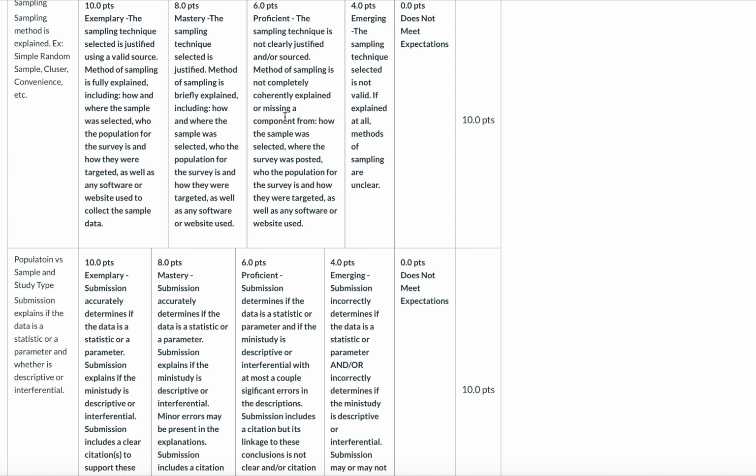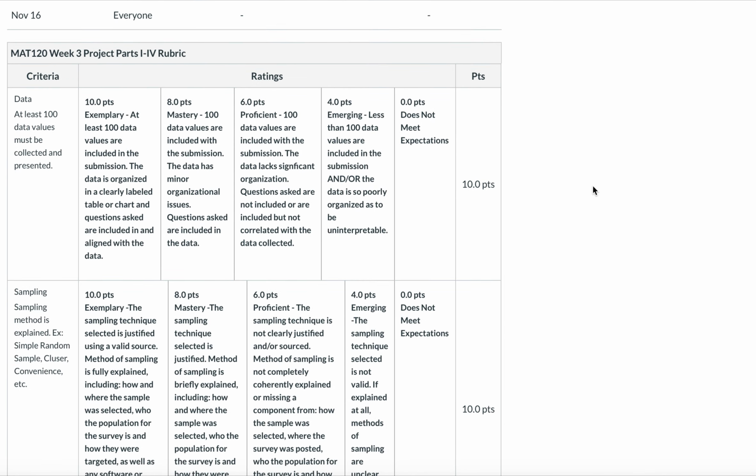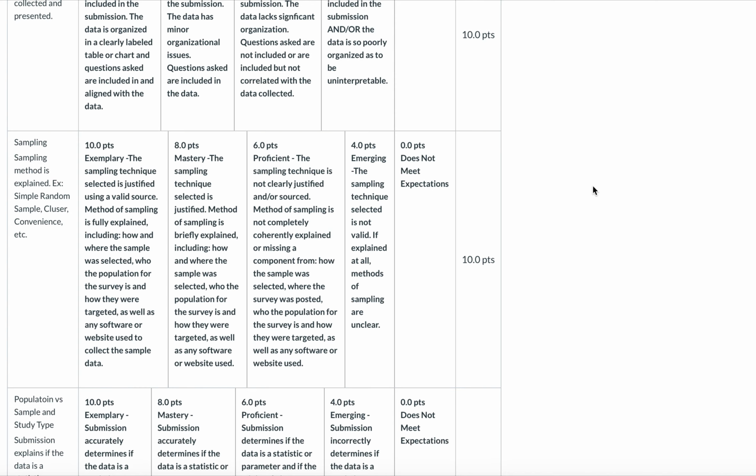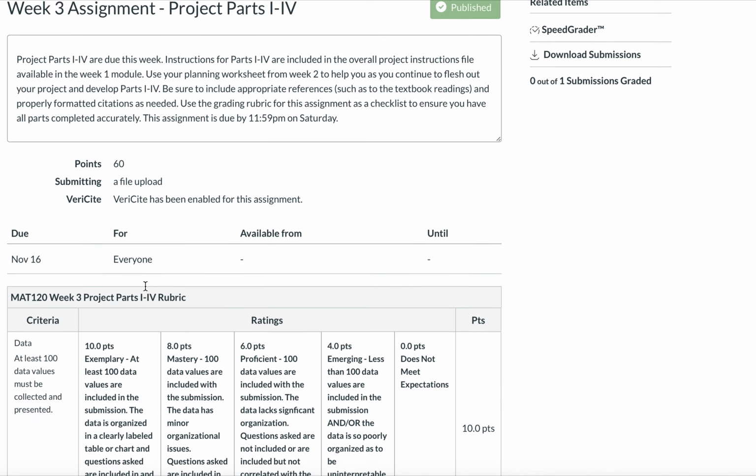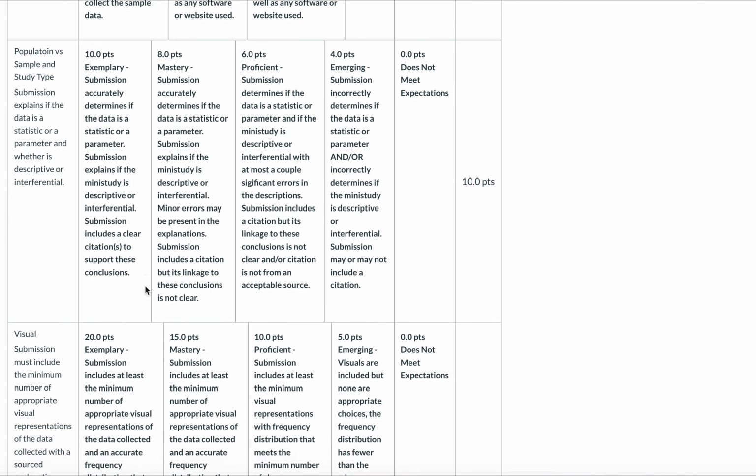Sampling. The sampling technique is justified with a valid source. This is why I had you guys resubmit, because I don't want you to lose points twice. So if you're resubmitting and you're getting the valid sampling technique, you have to have a citation. So here would be where you're at with 10 points. Make sure you do that reboot so you've got the right information.